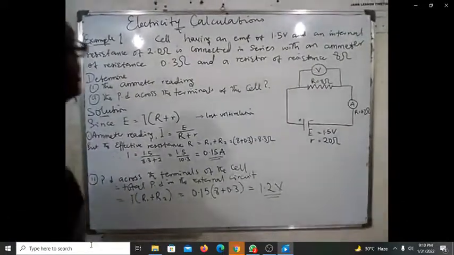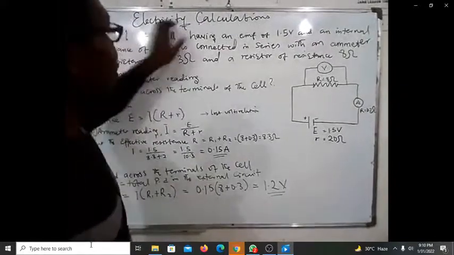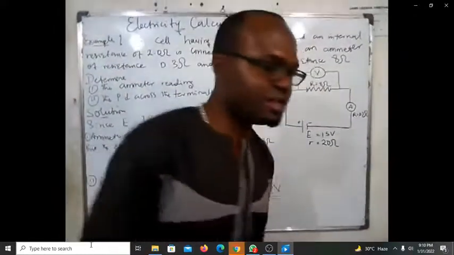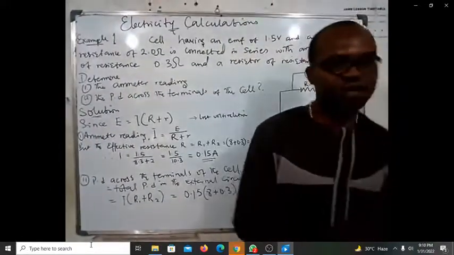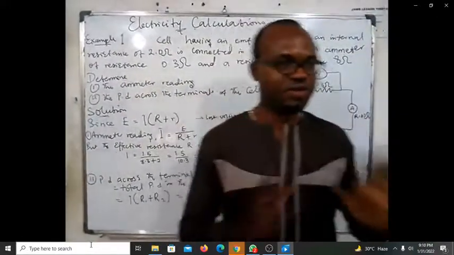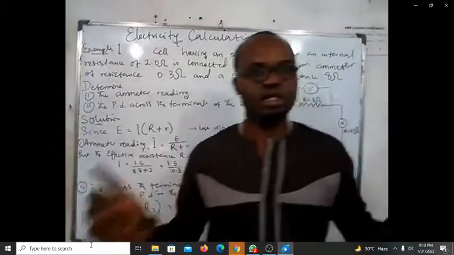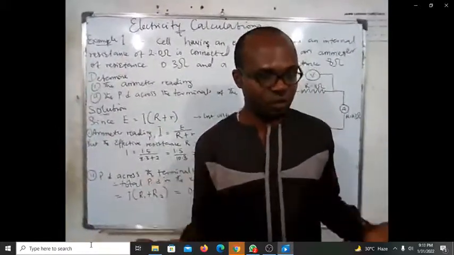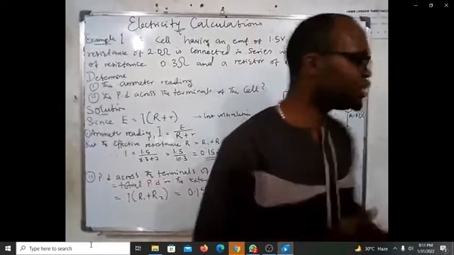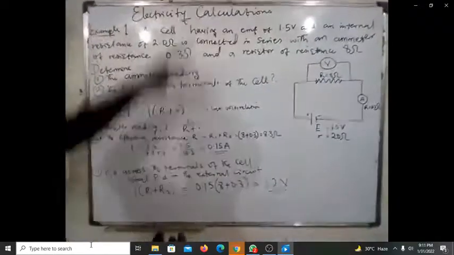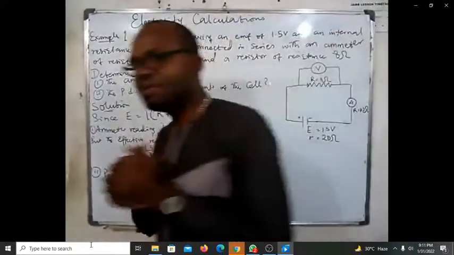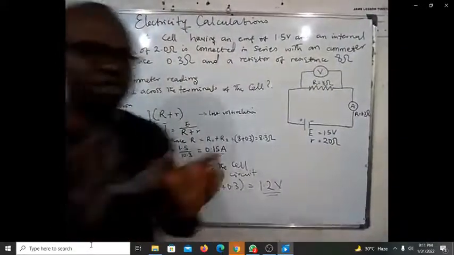Today we are going to be looking at electricity calculations. In your JAMB and in your WAEC, you are supposed to do calculations on resistance, EMF, voltage. You understand? All those calculations you're supposed to do. So we're going to be taking some examples, one or two or three, to get you in tune to what you are required to do.